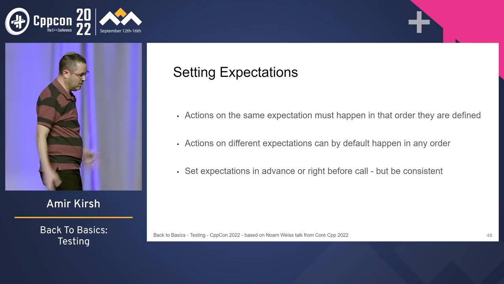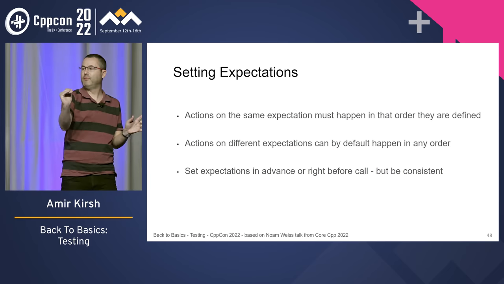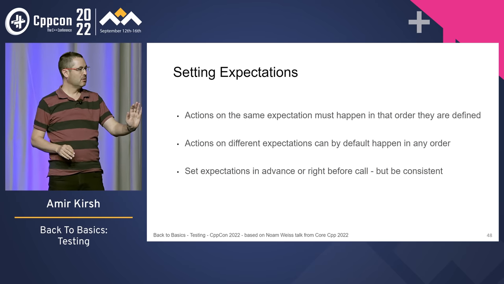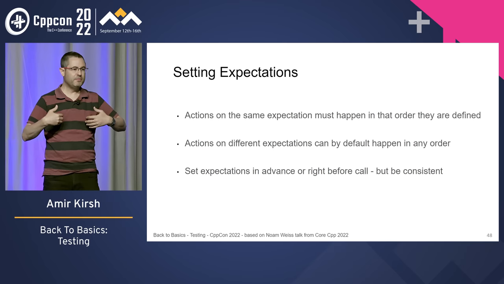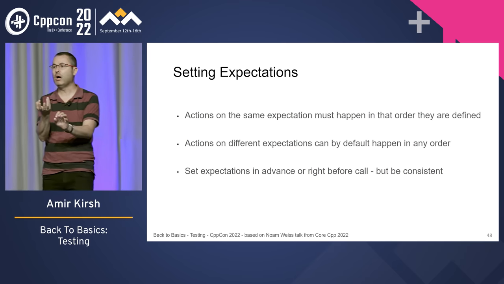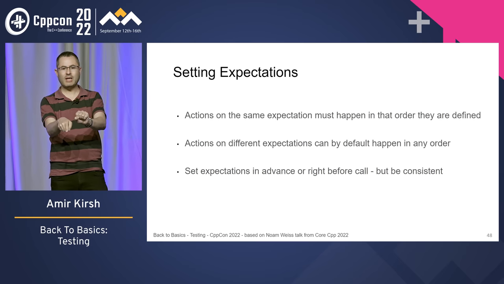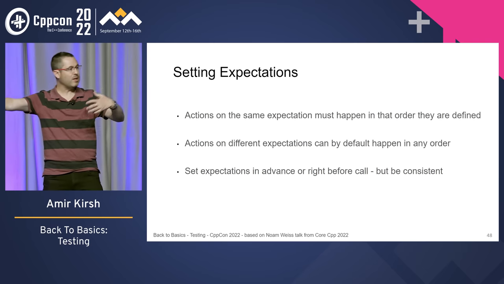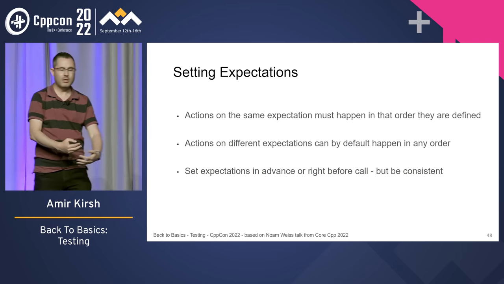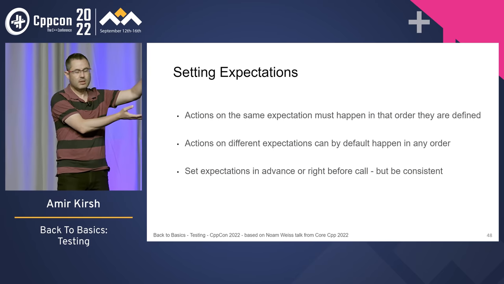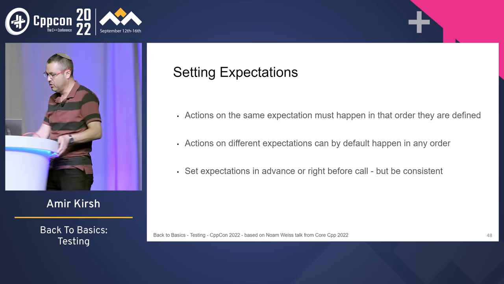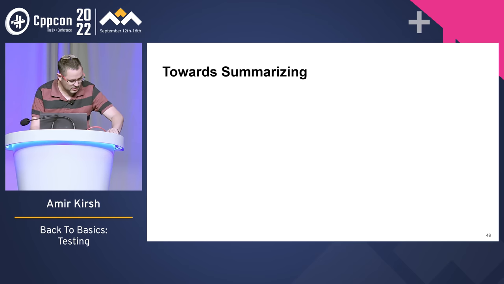There are two possible options: to set expectations right before your operation or to set all expectations up front. Pick one. I usually prefer to set expectations just before I do something, because then I can follow the flow. I can understand, okay, in a moment I would do something, and this something should call the mock, and I expect the mock to do something. And then I expect something else down below. Some others prefer to set all expectations at the beginning, but do not mix, because when you mix, it's very hard to follow.